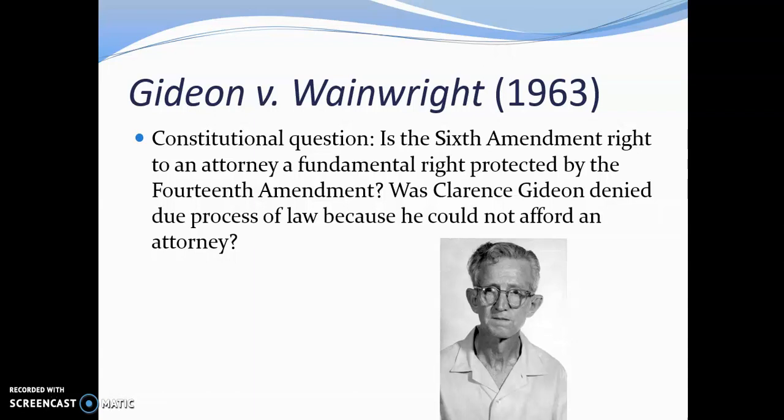He had to defend himself. He didn't know the rules of the court. He didn't know how to introduce evidence, and he essentially was found guilty. And when he was in prison, he wrote a letter asking for an appeal. He read a lot of books about the law, the Constitution, and he argued that he was denied due process of law because he could not afford an attorney. And due process of law is having a fair trial with a judge and a jury and all the other rules of making sure that you are not just sent to prison without reason, that you get a fair trial.